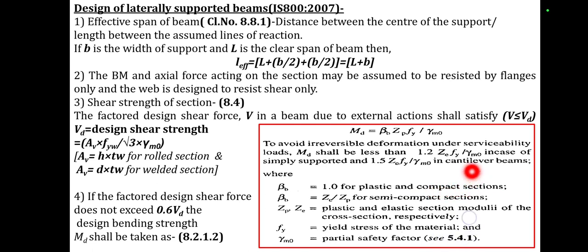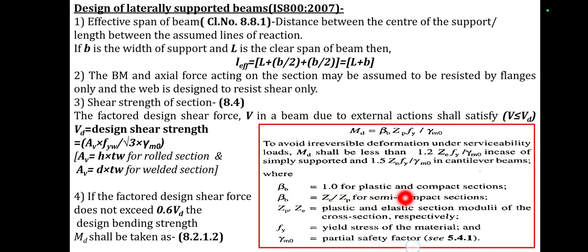We have to classify the section very previously. We have learned the classification of cross section, that from that we have to calculate whether the section is compact or plastic or semi-compact. From that we have to decide the value of beta B. Beta B is equal to Ze upon Zp in the case of semi-compact section, where Zp and Ze are the plastic and elastic section modulus of the cross section respectively.